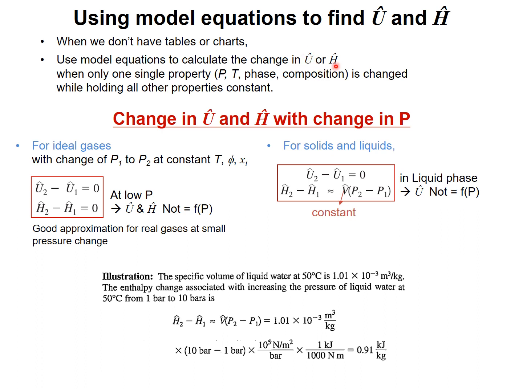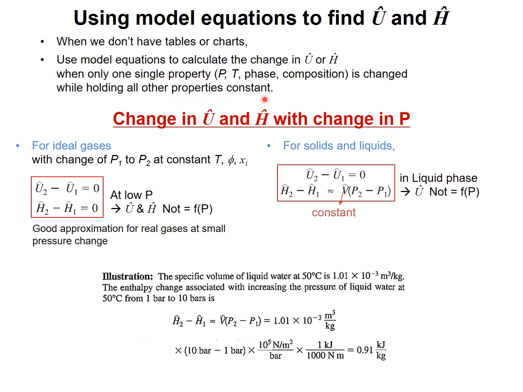The next sentence is a very important thing. When only one single property is changed while holding all other properties constant. It is impossible, or sometimes difficult, to calculate the change in energy term when multiple variables are changed. So you will try to calculate the change in the energy term when only one property, sometimes pressure, is changed while holding all other properties constant.